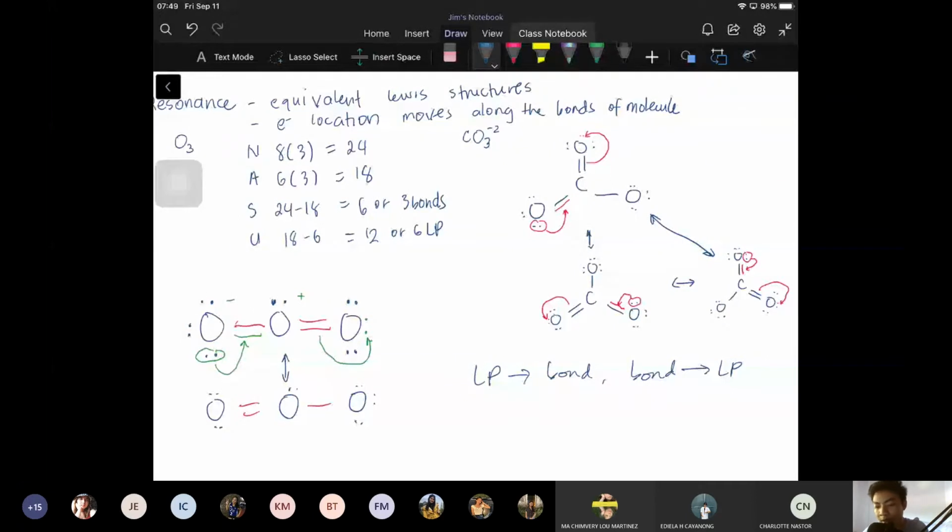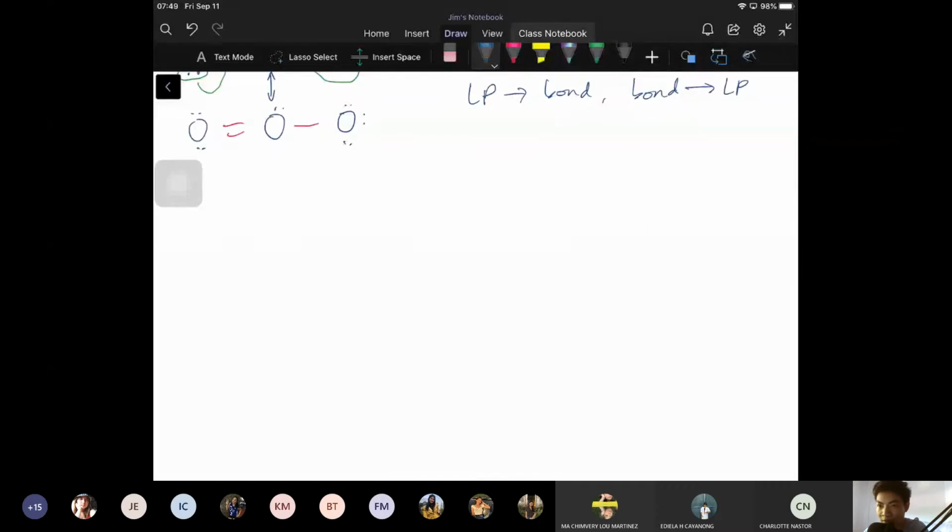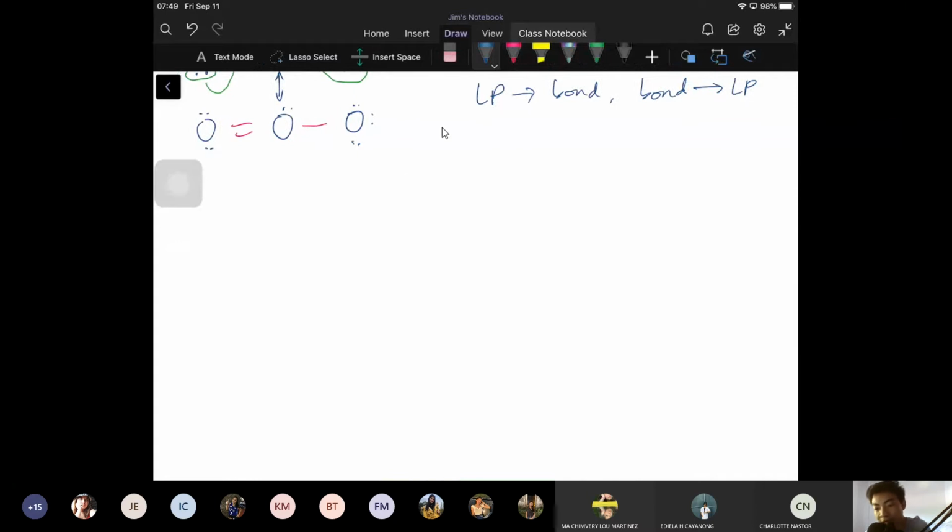Kasi resonance structures are proven to be stable for organic chemistry, organic molecules. Okay, so we're done with resonance structure. Now we will revisit the octet rule, I mean the NASU rule.